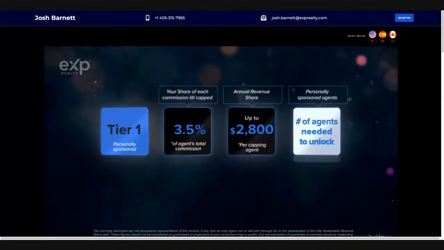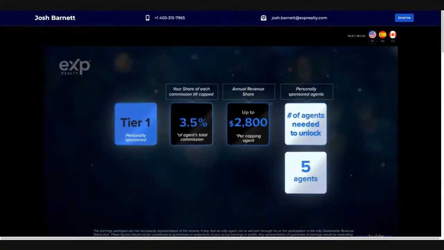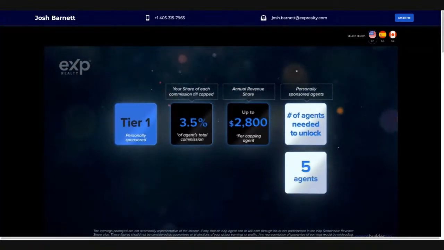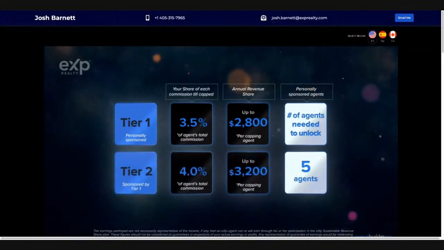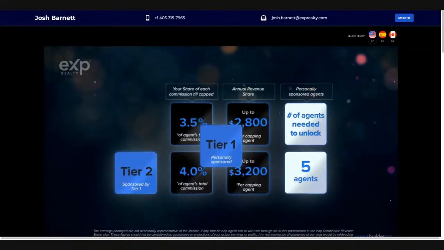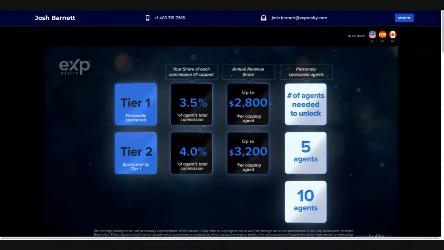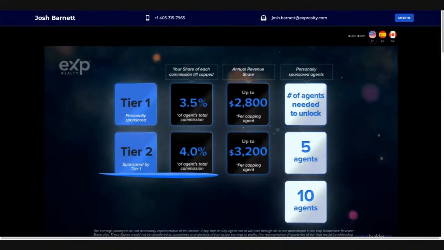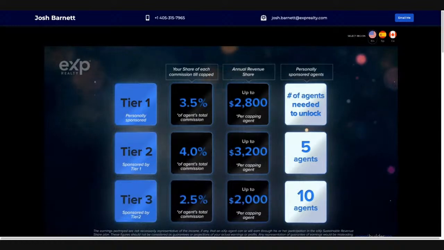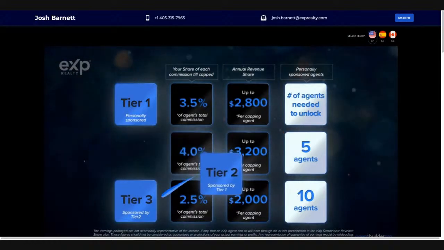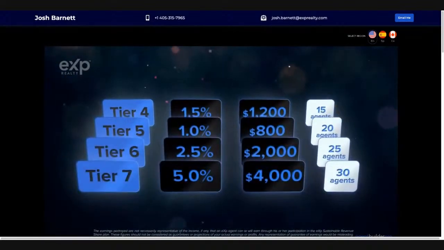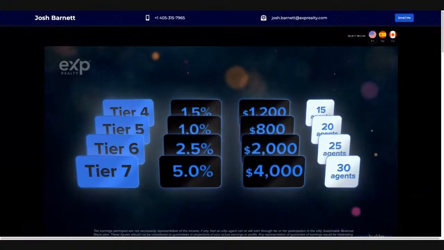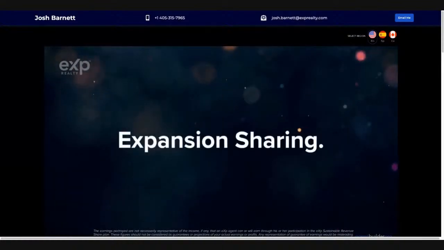For example, if you attract 5 producing agents, you earn exponential share in commissions on Tier 1 and Tier 2, which are agents that your Tier 1 agents attracted. If you attracted 10 producing agents, you earn exponential share in commissions on Tier 1, Tier 2, and also on Tier 3, which are agents that your Tier 2 agents attracted. On Tiers 4 through 7, you'll still receive a reduced share in commissions, which is called our expansion sharing.